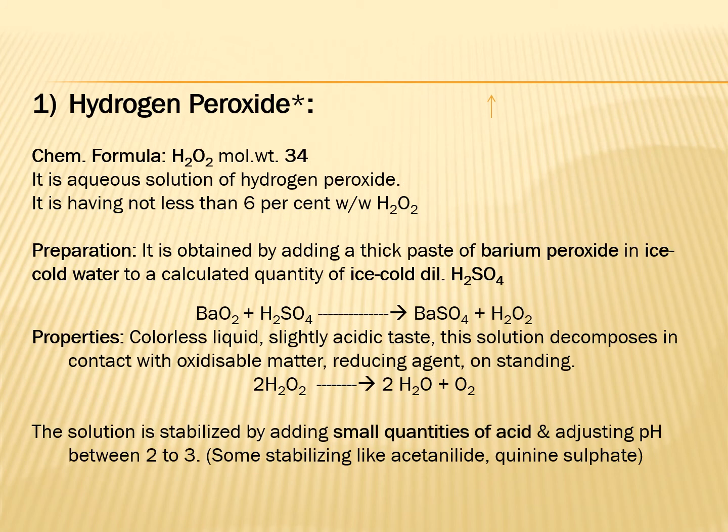The example in this case is hydrogen peroxide. The chemical formula of hydrogen peroxide is H2O2 with the molecular weight 34. It contains not less than 6% weight by weight H2O2. How can it be prepared? It can be obtained by adding a thick paste of barium peroxide in ice cold water to a calculated quantity of ice cold dilute H2SO4. That means BaO2 plus H2SO4 gives barium sulfate, that is BaSO4, plus H2O2, which is hydrogen peroxide.